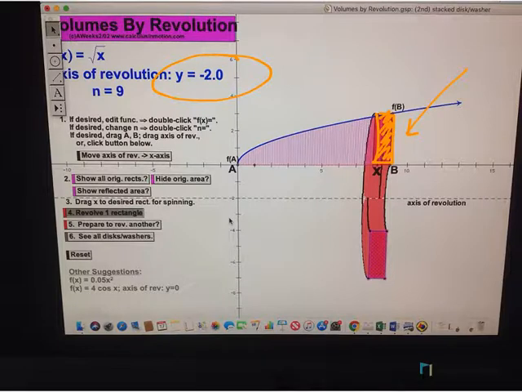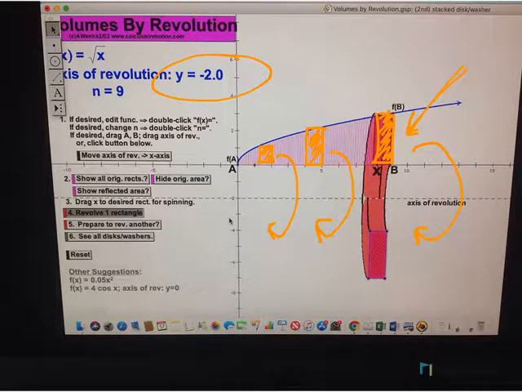We have our representative rectangle at the right end of the region rather than in the middle, but the idea is the same whether you have one in the middle, at the right end of the region, or closer to the left end of the region. You're going to take each representative rectangle and revolve it about the horizontal line y is equal to -2, and each one will give you a washer.